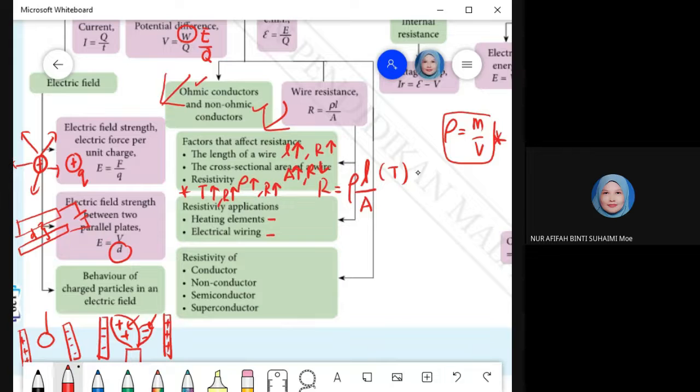Kalau heating element dia punya resistivity atau resistance mesti tinggi. Okay, because it need to provide more heat energy. Heating element kan, so kena guna banyak tenaga dan juga haba untuk panaskan bahan. Okay. To heat up faster.